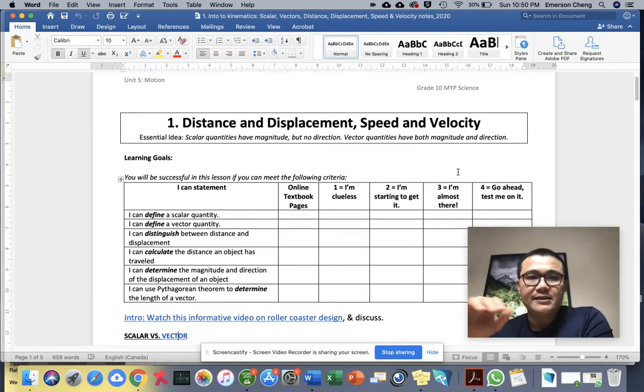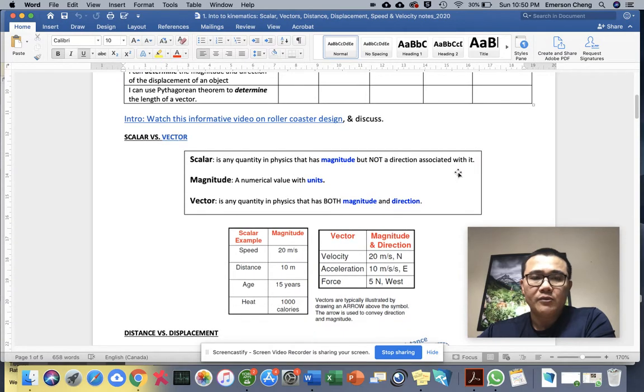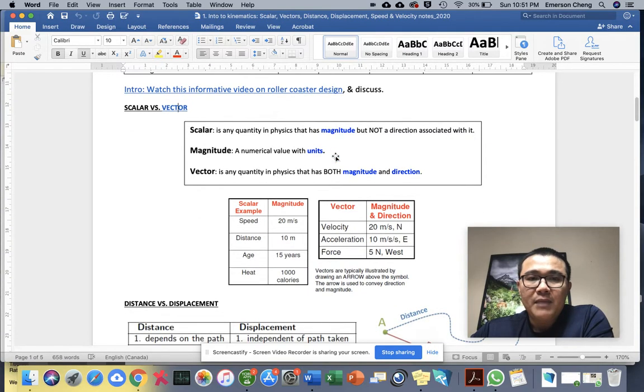So we're going to be studying kinematics, and we're going to be looking at roller coasters and using roller coasters as an example. In this case, there is an introduction video. I'm just going to leave it to you to watch it, and then talk about it. But the main focus on the handout, we're going to talk about distance and speed.